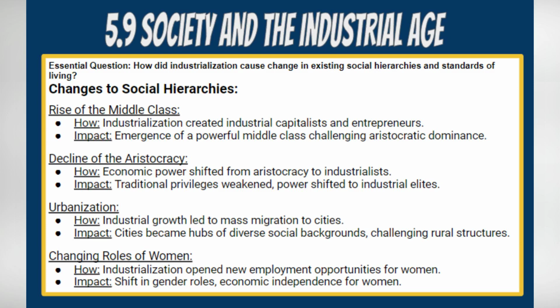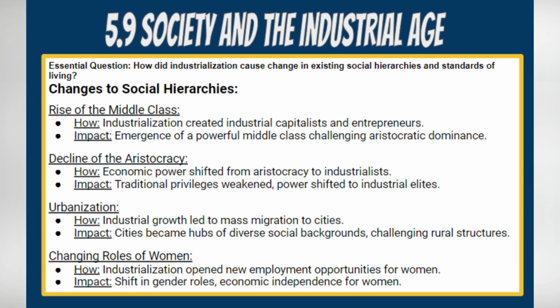2. Decline of the aristocracy. How, with the rise of industrial capitalism, the economic power and influence of the traditional aristocracy diminished. Industrialists and capitalists gained prominence, while aristocratic landowners saw a decline in their relative wealth and influence. Impact: traditional aristocratic privileges and social hierarchies weakened, and political power shifted towards those who controlled the means of production.